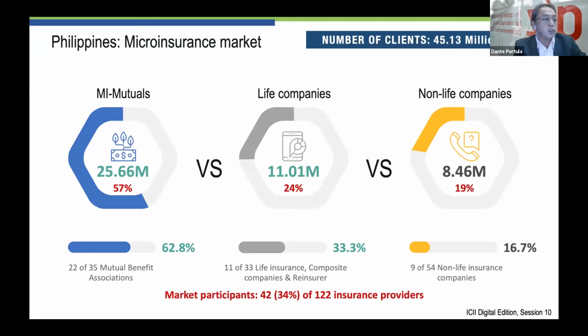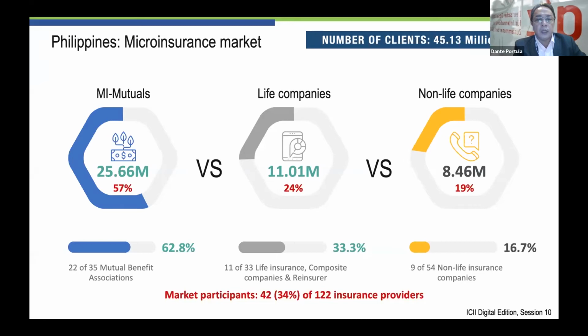And towards the bottom, you'll see that in terms of market participation, the mutuals are still the biggest participants at 63%, with 22 of the 35 mutuals in this market. Then 11 of 33 life insurance companies, or 33%, are participating. And finally, 16% of the general insurance companies. So overall market participation is around 34%, that is 42 of 122 insurers, only in the three subsectors: mutual, life, and non-life insurance companies.